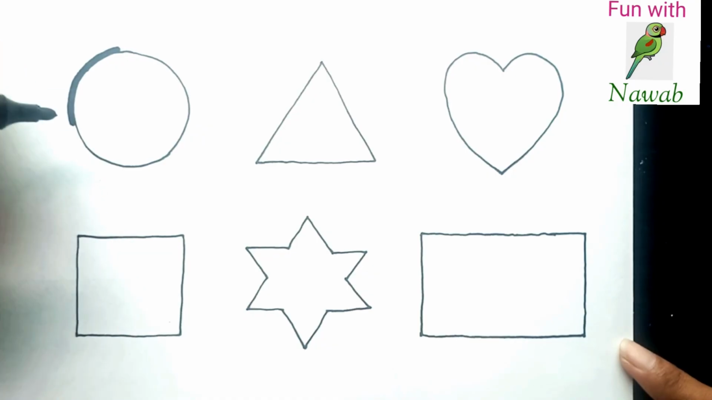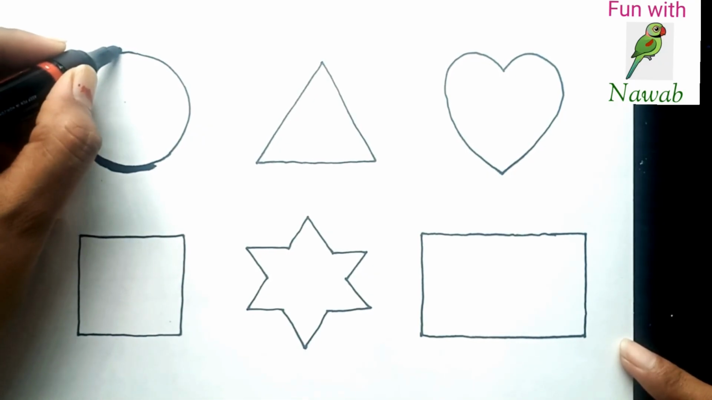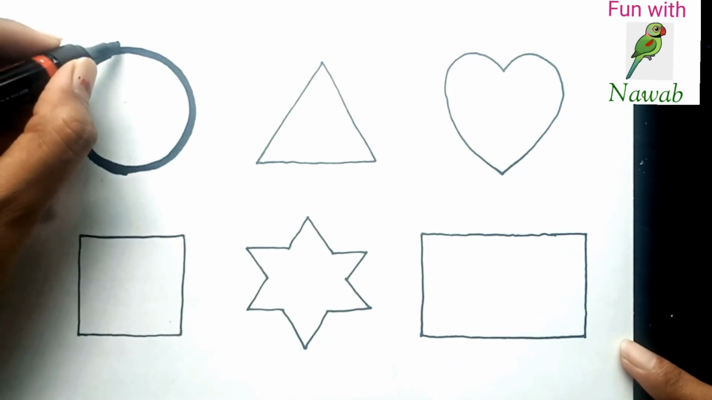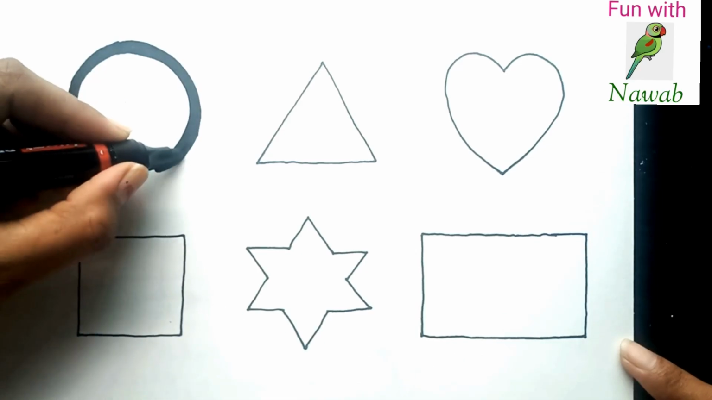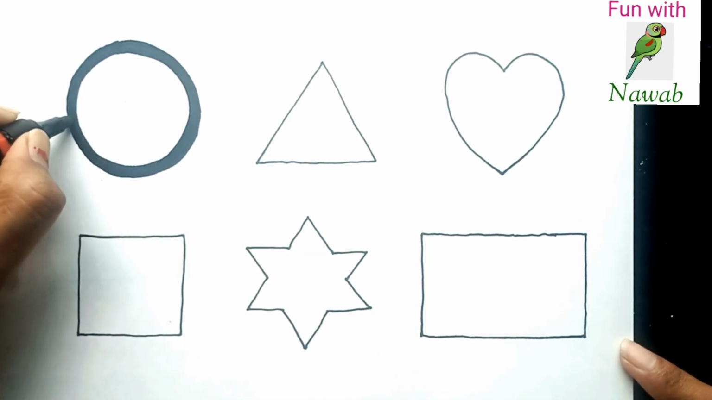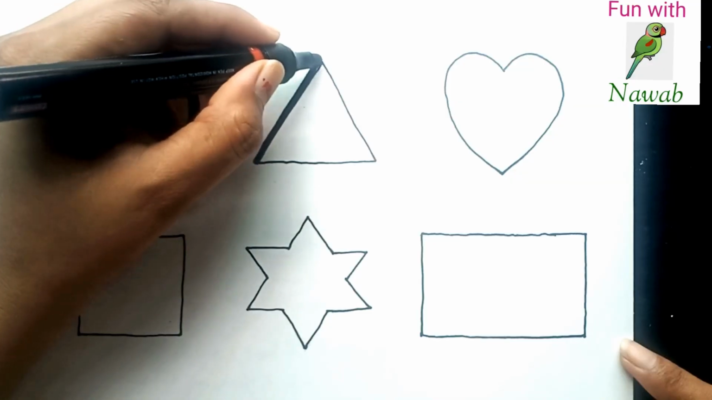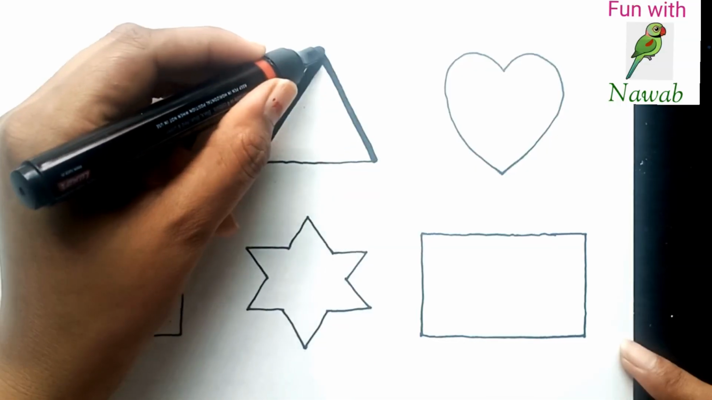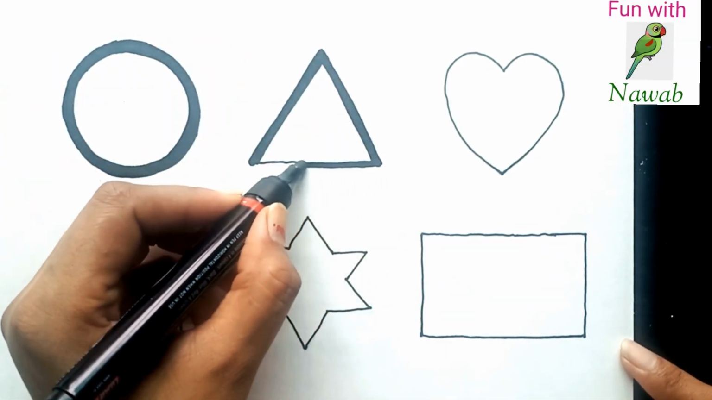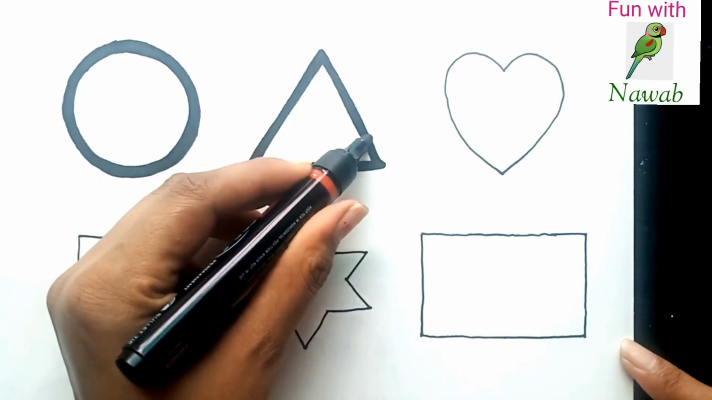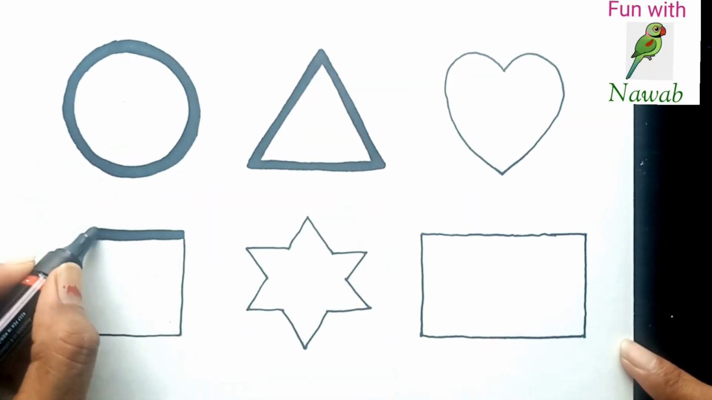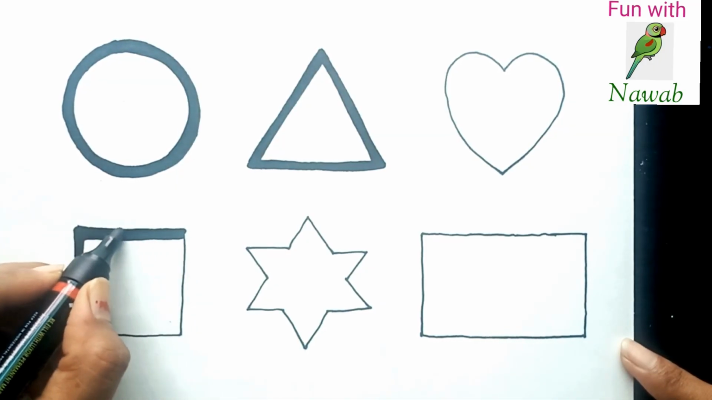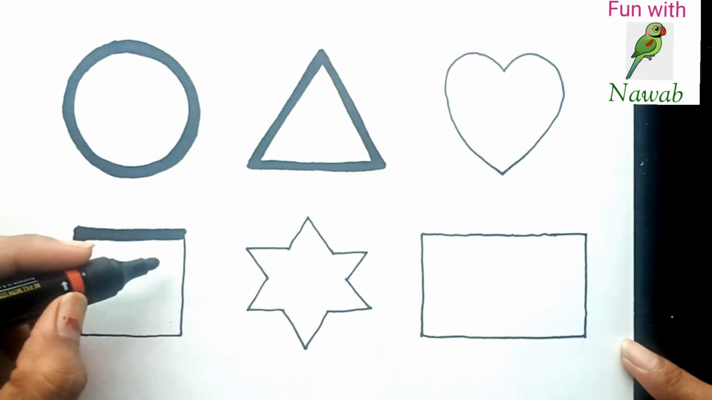Let's draw these shapes again with me. Circle, circle, triangle. This is a triangle, triangle, square. This is a square, square.